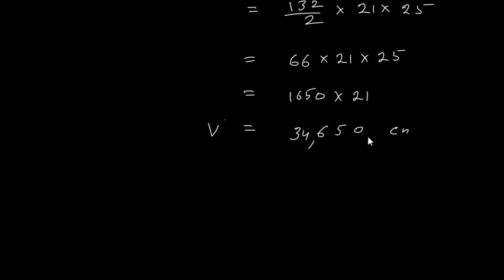Now this is centimeter cube. I want it in liter. So we will divide by 1000 and I will say that this is 34.650 liter. Let us check again the calculations. Okay, 34,650. Okay, this is fine. So 34.650 liter is the volume, the required volume.